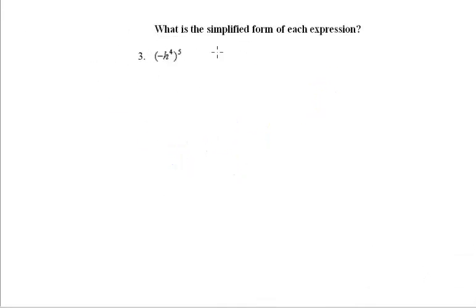Okay, number 3. What is the simplified form of each expression? Well, we just have one expression here to start with. But we have this negative. Notice that this negative sign right here is in front of what you're going to do. So we're just going to take this power to a power, h to the negative 4th to the 5th power is h to the 20th power. And then we're going to apply this negative back over here. So it's negative h to the 20th power. And that's number 3.